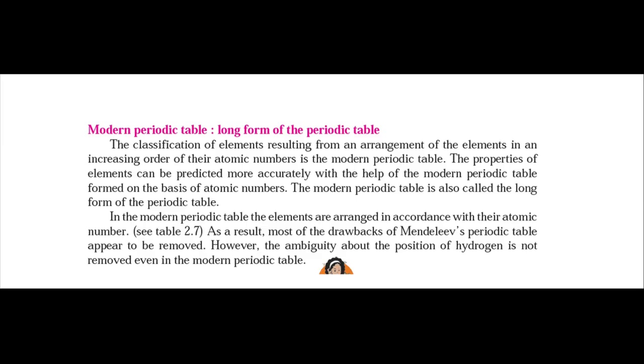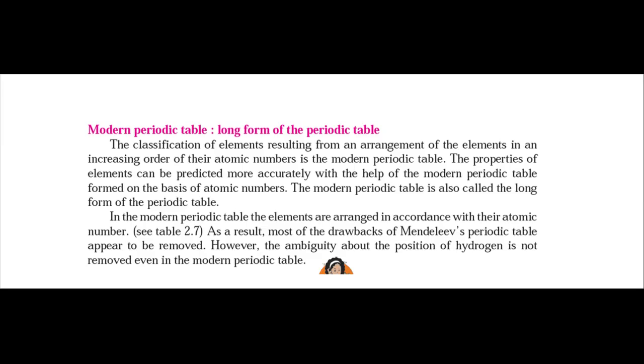Long form of periodic table. The classification of elements resulting from an arrangement of the elements in an increasing order of their atomic numbers is the modern periodic table. I'll read it again. It is the classification of elements resulting from an arrangement of the elements in an increasing order of their atomic numbers is the modern periodic table. The properties of elements can be predicted more accurately with the help of modern periodic table formed on the basis of atomic numbers. The modern periodic table is also called the long form of periodic table.